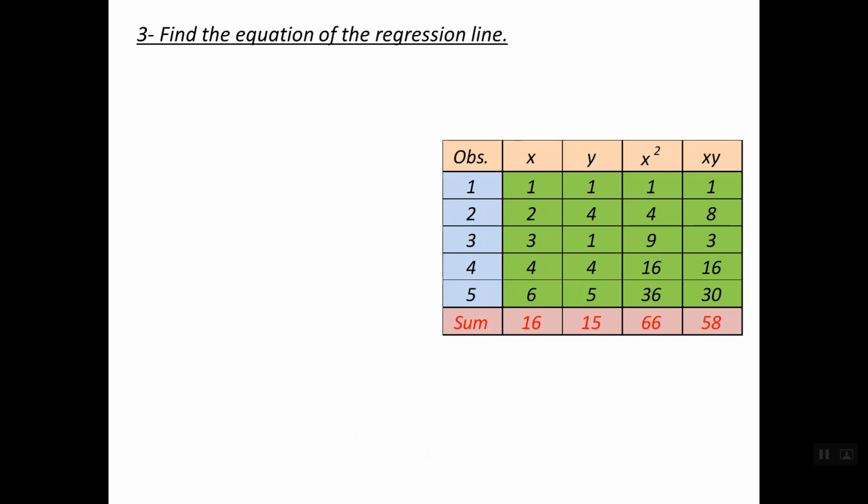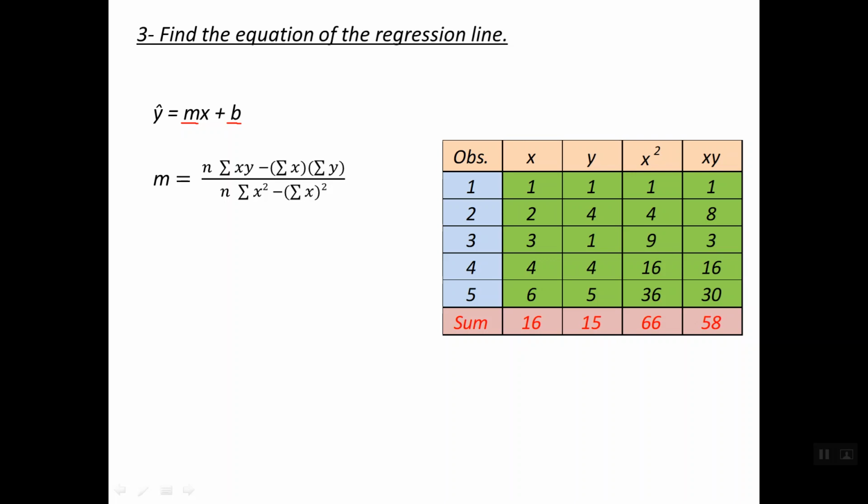The third part is asking for the equation of the regression line. So this is the general formula for any straight line. And of course, the regression line we have is also straight. So we need to know the values of the two constants: m, which represents the slope of the regression line, and small b, which represents the y-intercept.